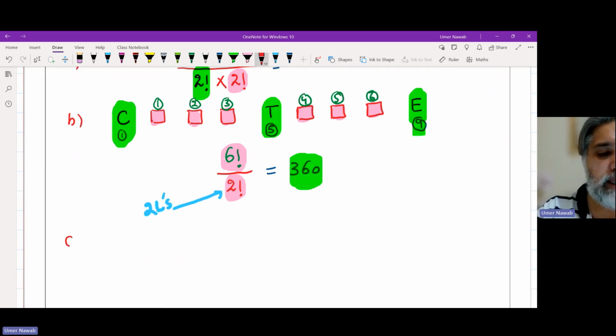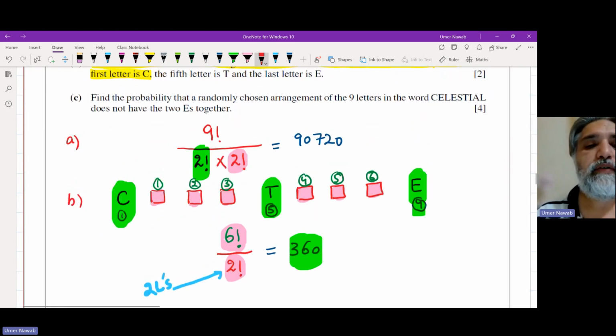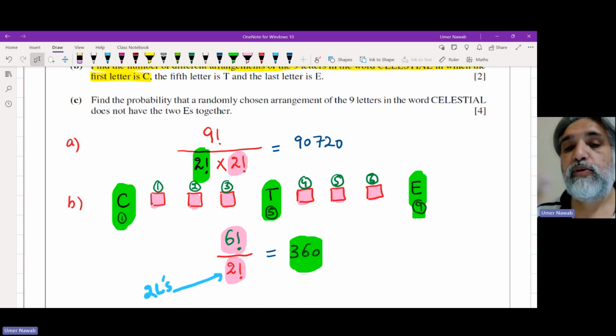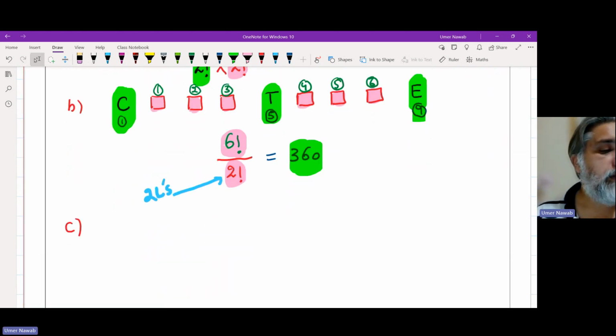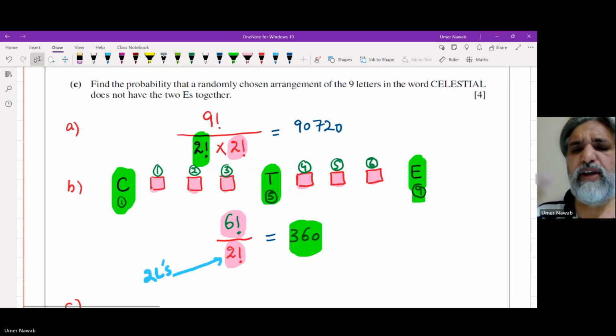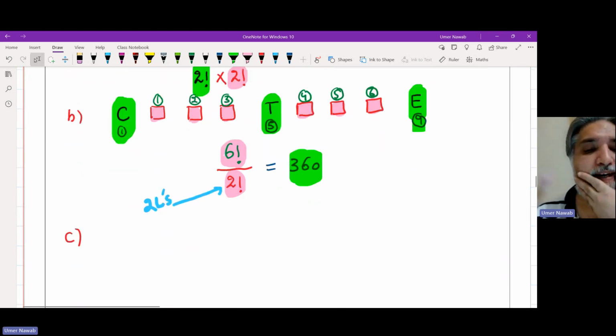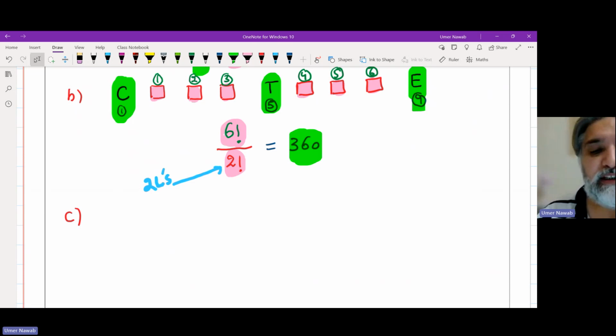Now we go to the C part, boys. In the C part, find the probability that a randomly chosen arrangement of 9 letters in the word celestial does not have the 2 E's together. So does not have the 2 E's together, guys. We have 2 normal methods which we can use here. So let's try to use the first method.